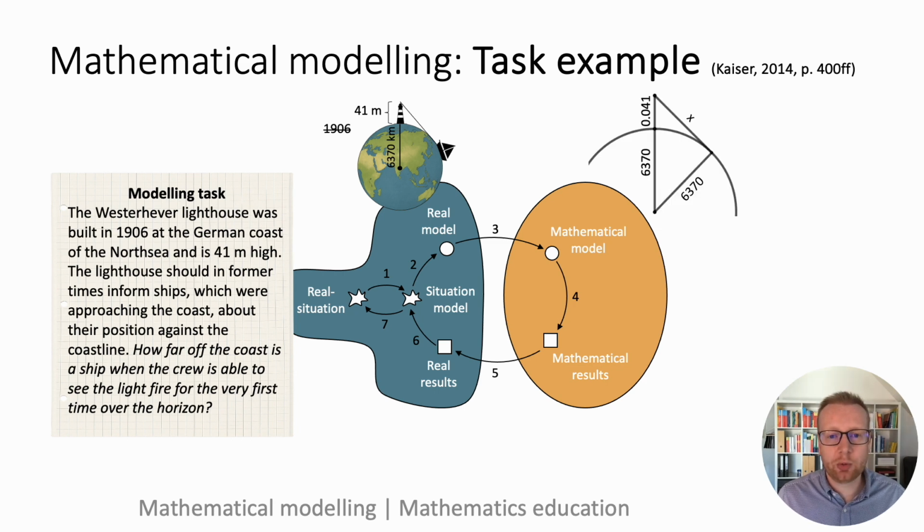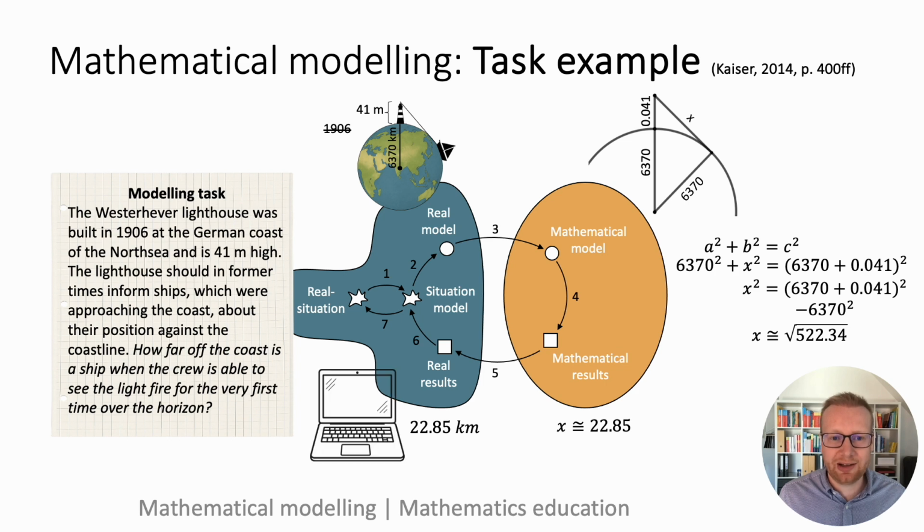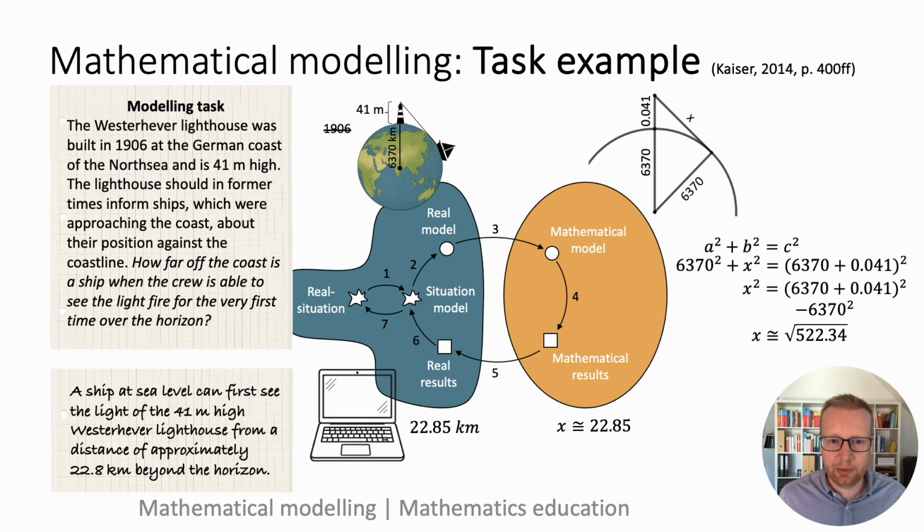With the help of a drawing, we can see that we can model the problem using a right-angled triangle. We can then apply Pythagoras theorem to obtain a mathematical result. This is about 22.85. We can then interpret this result in relation to the real situation by adding the unit of measurement kilometers. Then we can validate the result by conducting an internet research, for example.